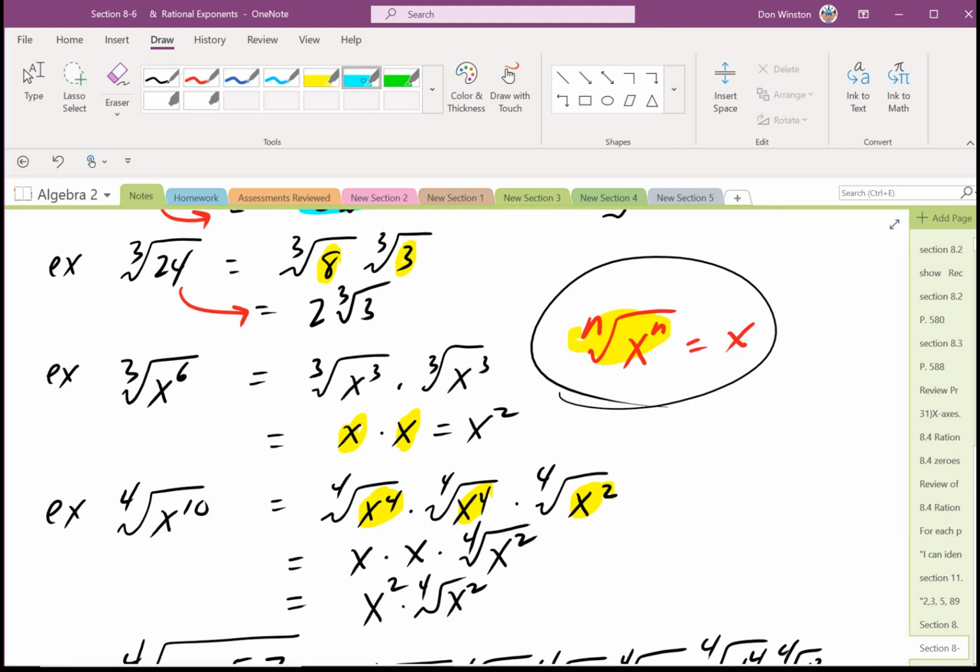Final answer. So that was my final answer there. So this simplifies to x squared times the fourth root of x squared.